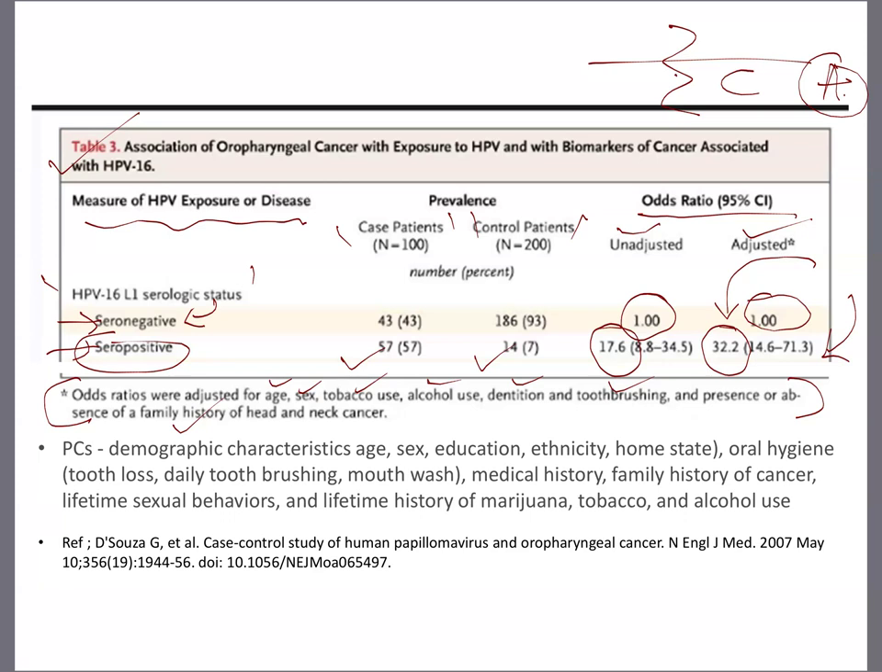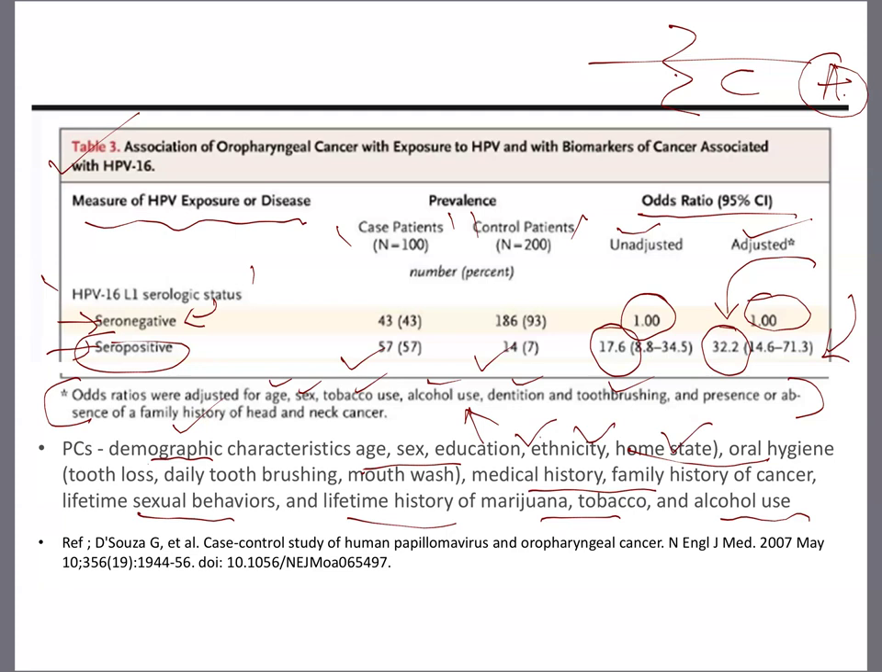Now, another question I have for you is this. These were the different potential confounders which were taken up in the study. So data for all of this was collected in the study, right? But you will see that some of these variables were not included in the regression. This is multiple logistic regression they have done. They have adjusted only for these. For example, education, ethnicity, home state has not been included.